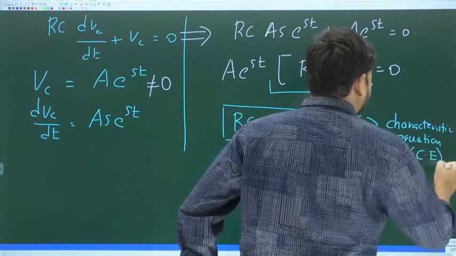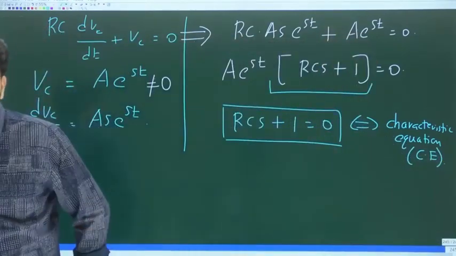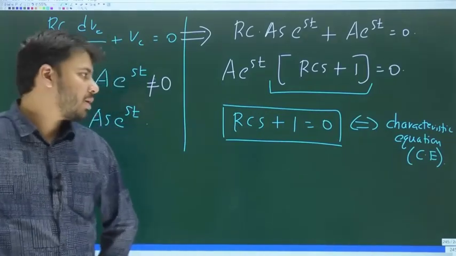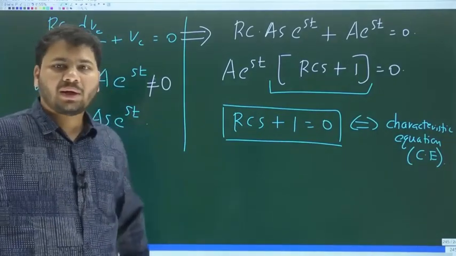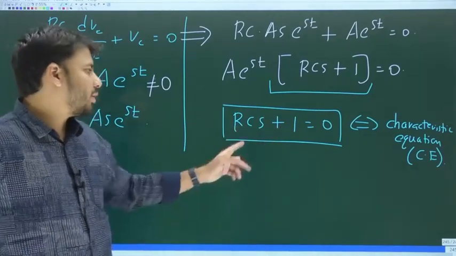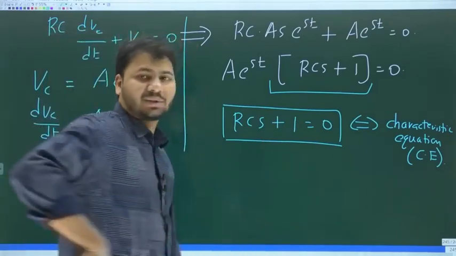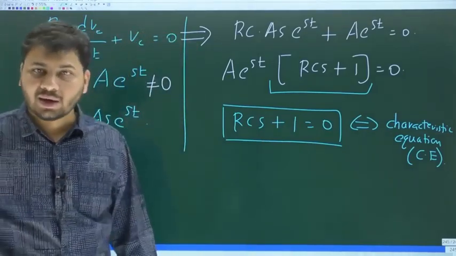Characteristic equation. CE stands for characteristic equation. What is this characteristic equation? RCS plus 1 equal to 0. Now RCS plus 1 equal to 0, what is S? Is it not minus 1 by RC?